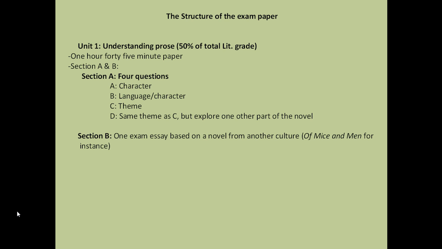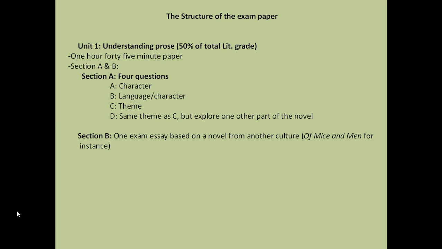The actual exam itself is worth half of your total literature grade. The exam is 1 hour 45 minutes, and there are two sections, Section A and B. A has the 4 sub-questions. We've looked at A, which is character, B, which is language, and C, which is theme. In this video, we're focusing on question D, which always looks at the same theme as mentioned in question C. However, you now have to identify one other part of the novel to explore that theme.